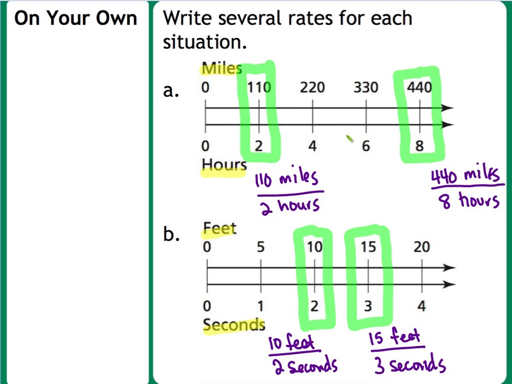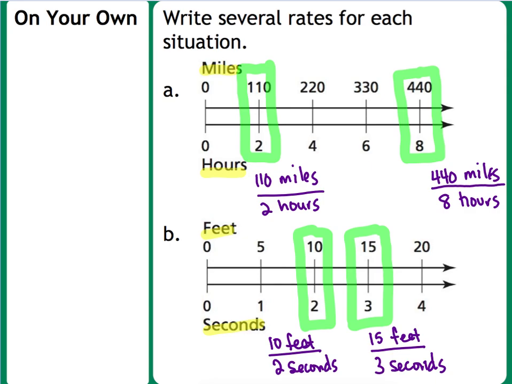All right, so you might have picked different ones, but I just picked 110 miles for 2 hours, 440 miles for 8 hours. For B, I chose 10 feet in 2 seconds and 15 feet in 3 seconds. Again, every one of these for A is going to simplify to 55 miles in 1 hour, or 55 miles per hour. And for B, these all are going to simplify to 5 feet per second.